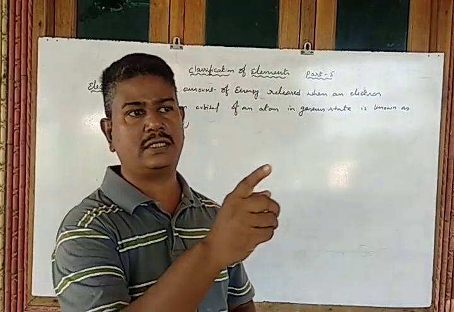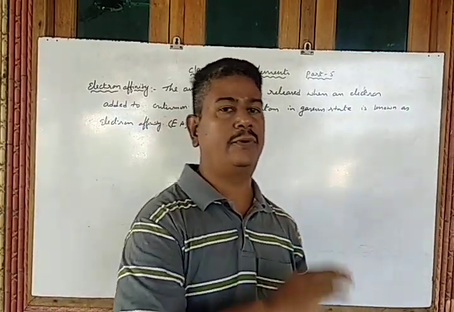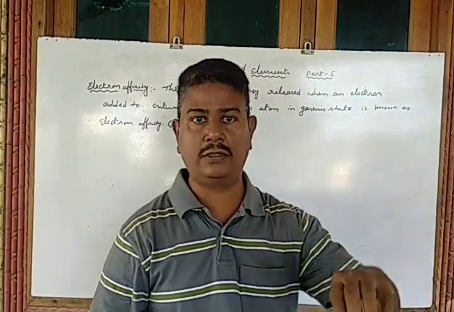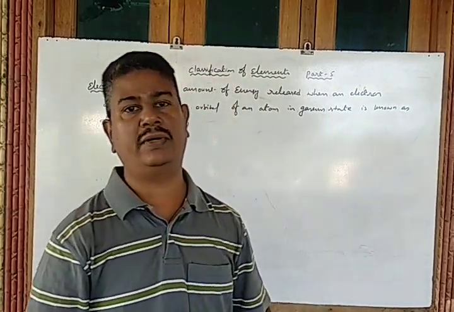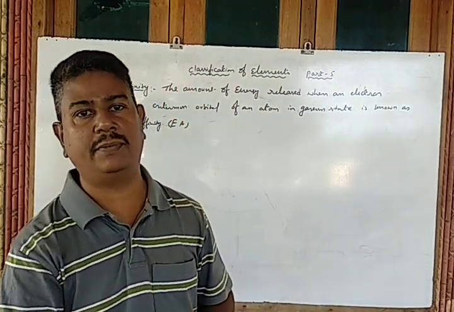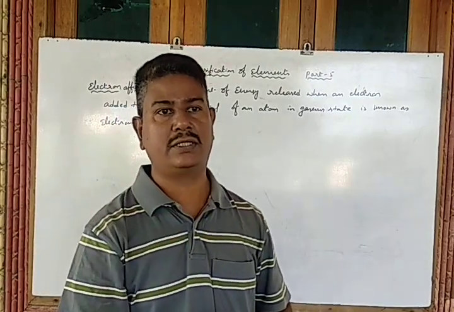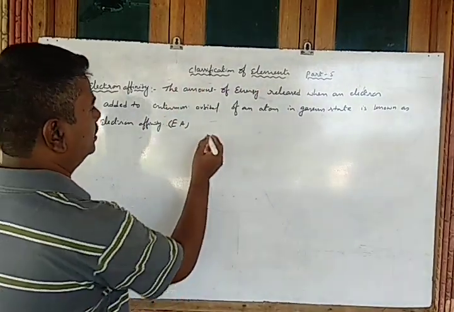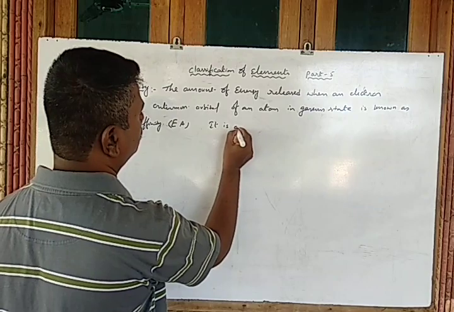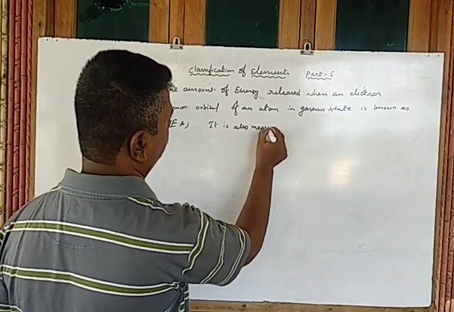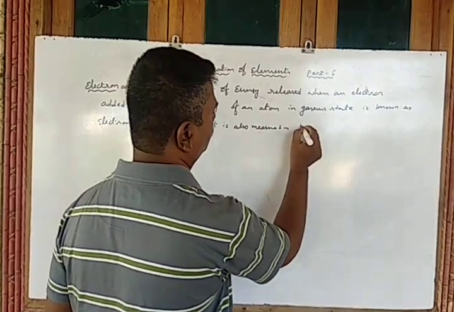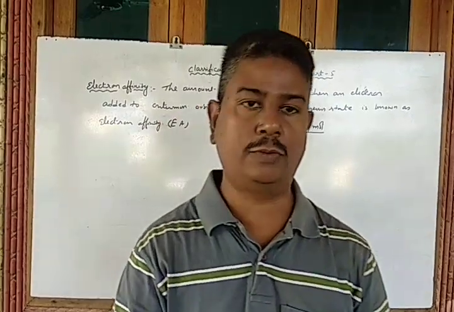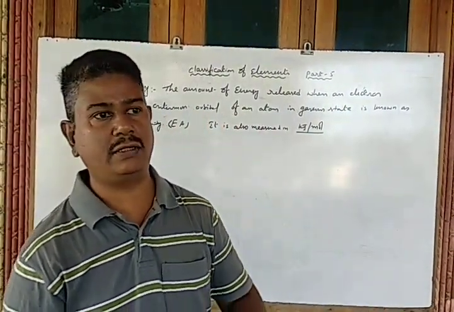Whereas in the case of ionization potential, it is the minimum amount of energy required to remove the electron, here it is the addition of an electron. So whenever we add an electron to the outermost orbital of an atom, some amount of energy is released. Such an amount of energy is called electron affinity. It is also measured in kilojoule per mole.